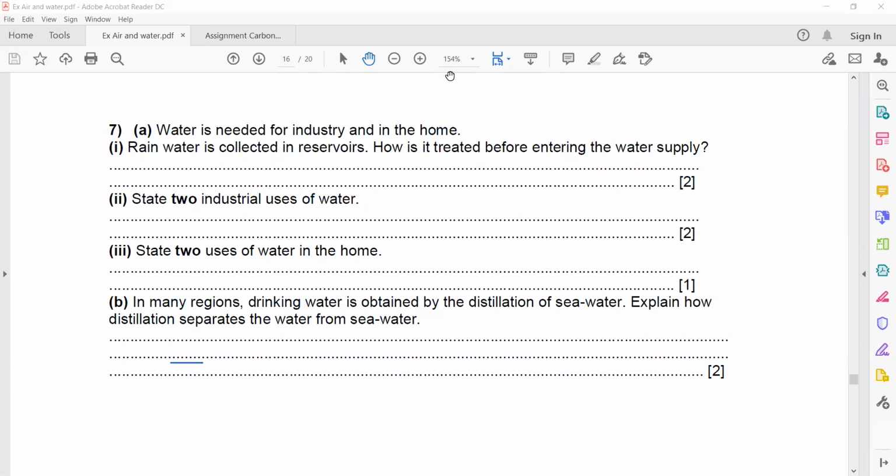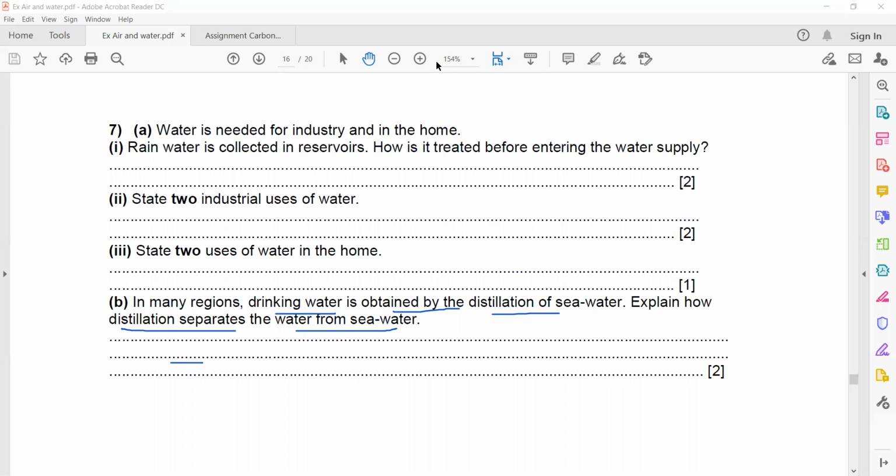Seven B. In many regions, the drinking water is obtained by distillation of seawater. Explain how distillation separates the water from the seawater. The process of distillation. So what happened in the process of distillation? The water absorbed the heat energy and it turned into vapor or steam and then condenses.